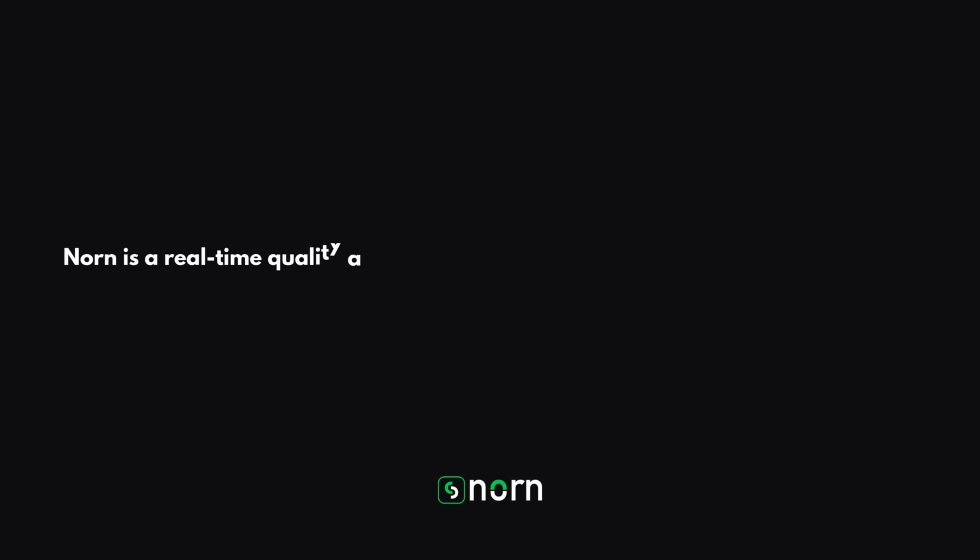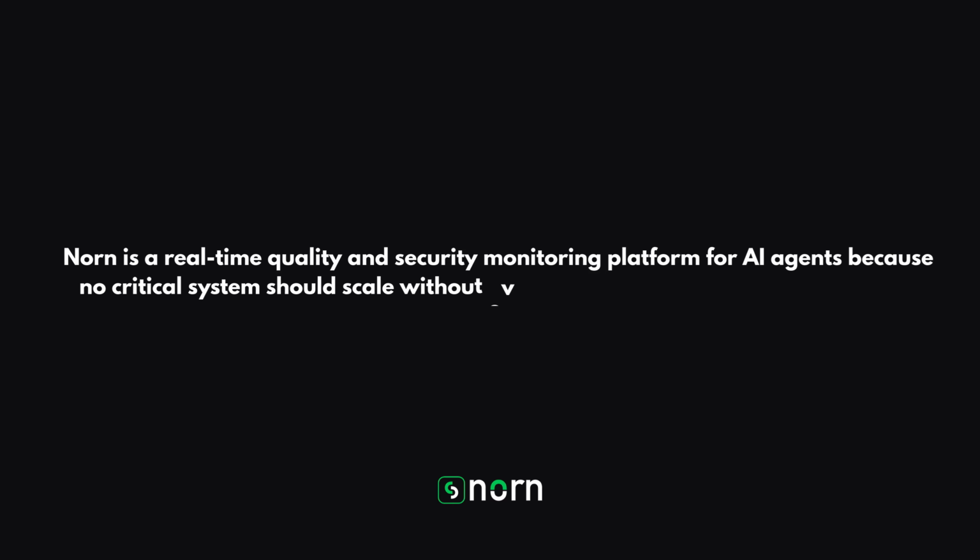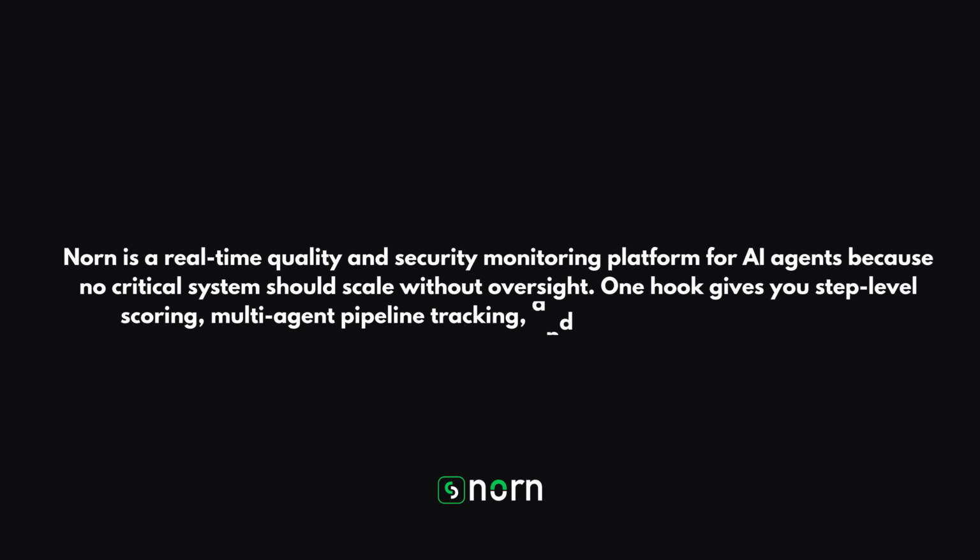Norn is a real-time quality and security monitoring platform for AI agents because no critical system should scale without oversight. NornHook gives you step-level scoring, multi-agent pipeline tracking, and active security enforcement.